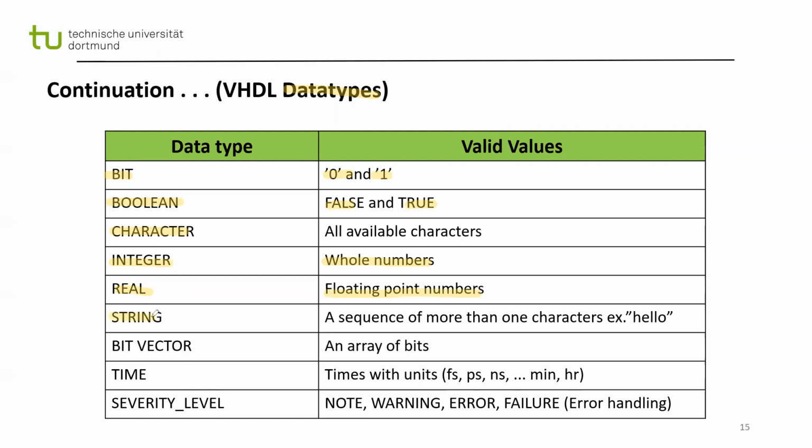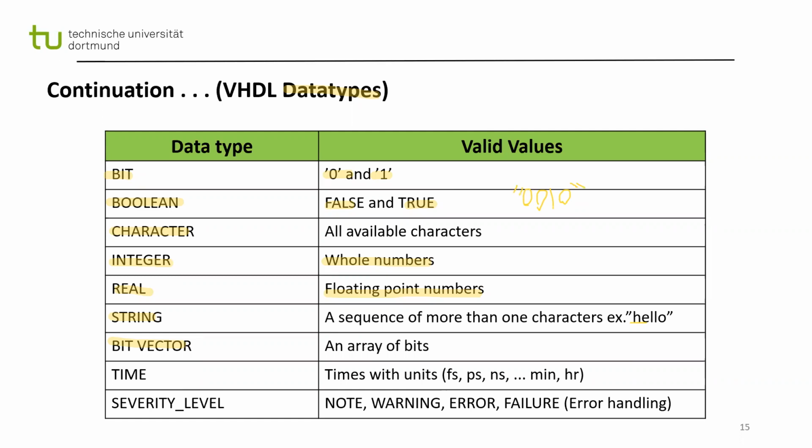We have a string, which is a sequence of more than one character. For example, hello. Each letter from hello is a character, and the string is a sequence of more than one character. We also have a bit vector, which is basically an array of bits. So for example, 0, 0, 1, 0 is a 4-bit vector.